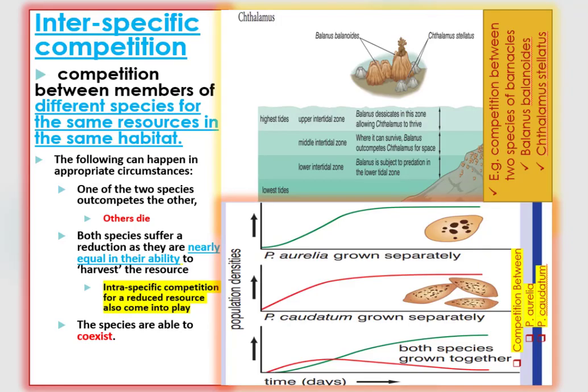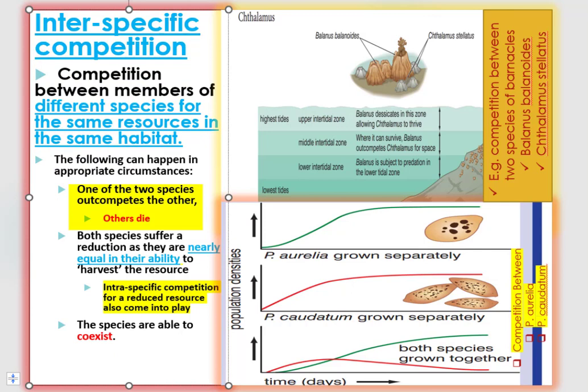The second form of competition is interspecific competition. Interspecific competition is competition between members of different species for the same resources in the same habitat. The following can happen in appropriate circumstances. The first event is that in interspecific competition, one of the two species can outcompete the other.